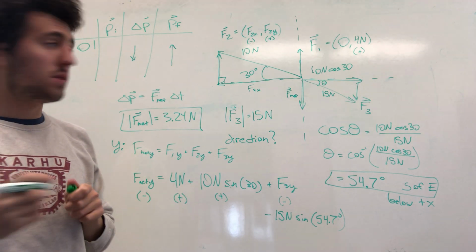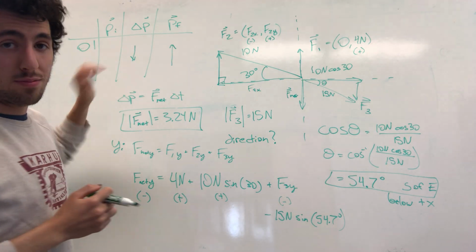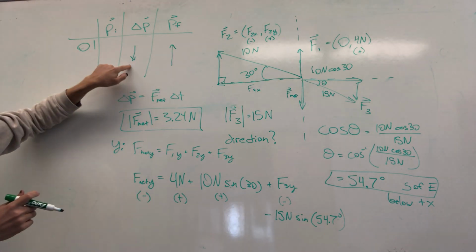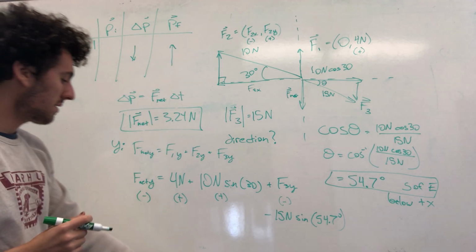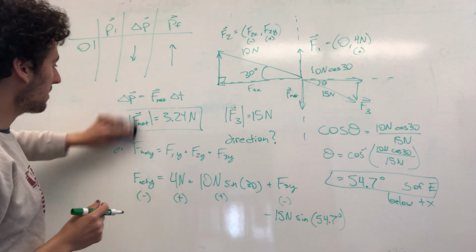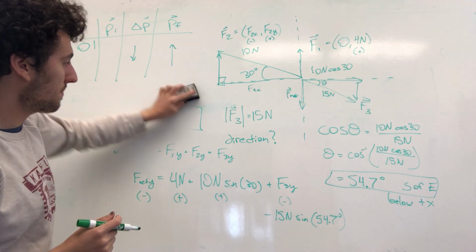And we want to know, well, let's finish this momentum chart first. If we know our delta P and our P final, we can get our P initial, right? So I'm going to erase this work here. We don't need our numbers anymore.